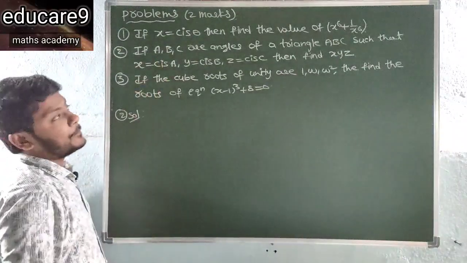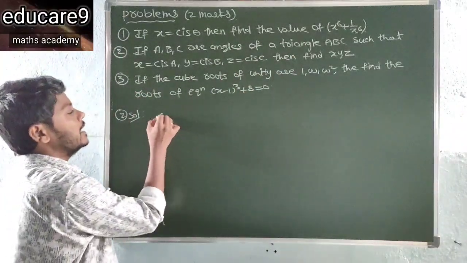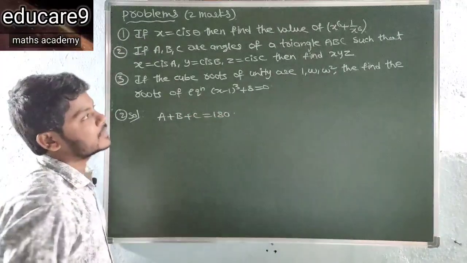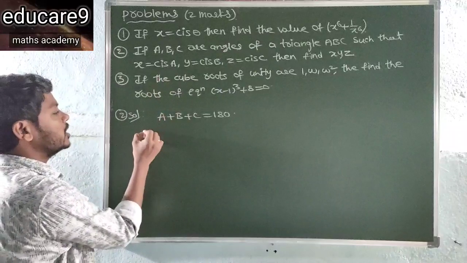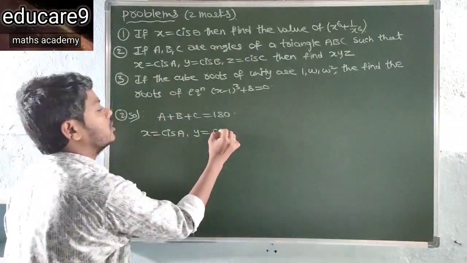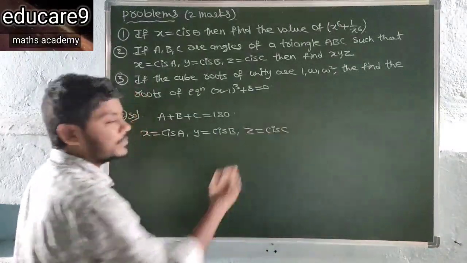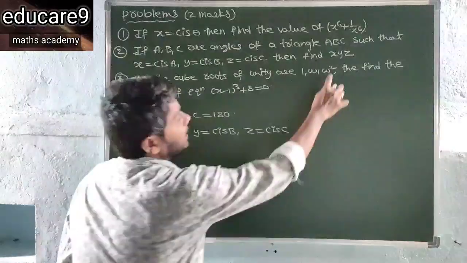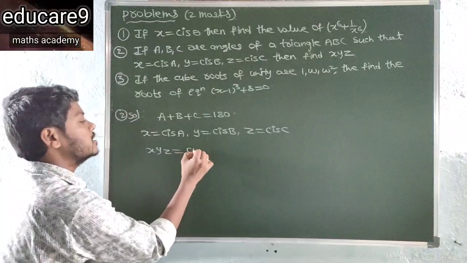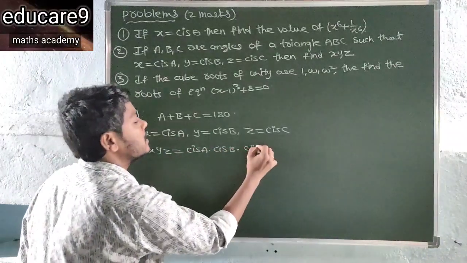Here if A, B, C are angles of a triangle, that means A plus B plus C is equal to 180, such that x is equal to cis A, and y is equal to cis B, and z is equal to cis C. Now find xyz. See here xyz is what? Cis A into cis B into cis C.